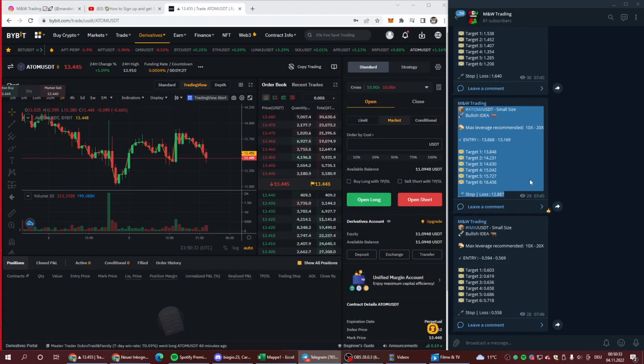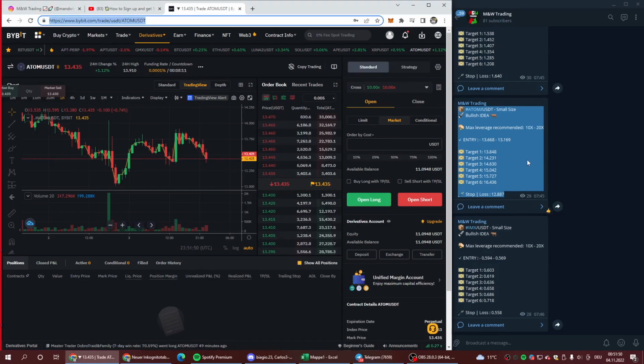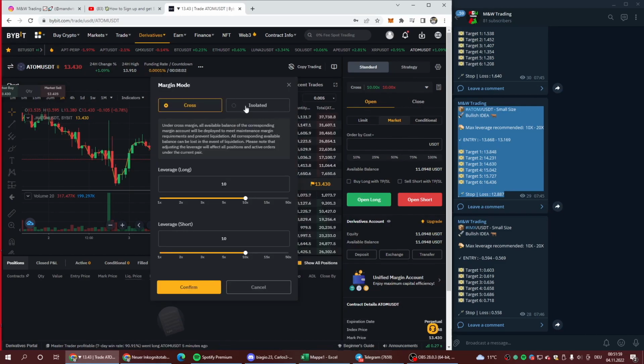To start, we have to check the entry price, and as we can see, we are right now in the entry price range. Now you can see leverage recommended 10x to 20x. Let's say we want to use 20x. I always use isolated. We want to long, 20x. I typed it in.